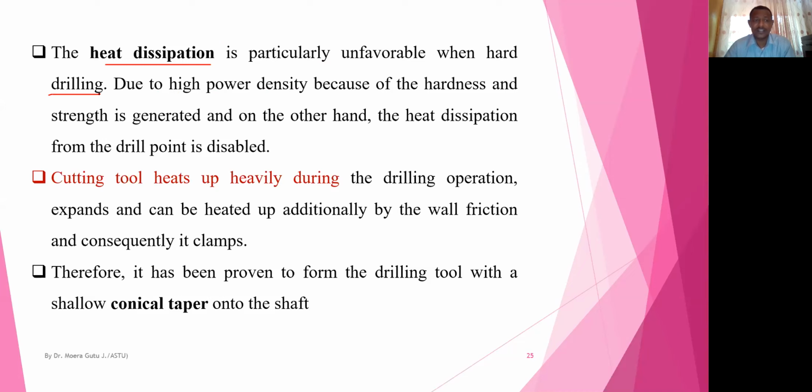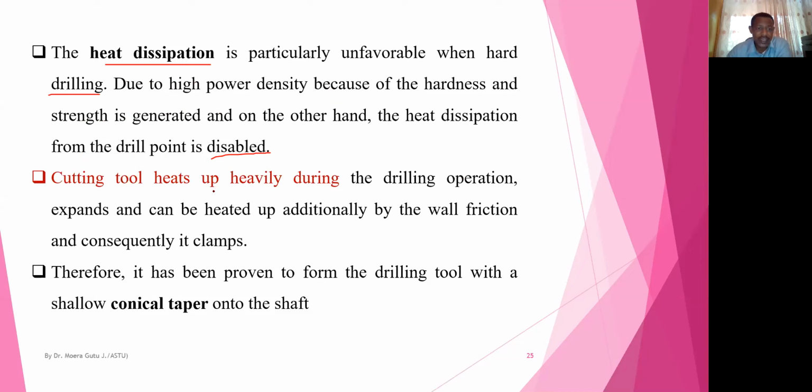So it is difficult for heat dissipation because the drill bits are revolving at high speeds and the heat generation is increasing. So the tip of a drill bit can easily wear off due to high power density because of the hardness and the strength generated, and on the hard material, the heat dissipation from the drill point is disabled. So the drill point can be more damaged.